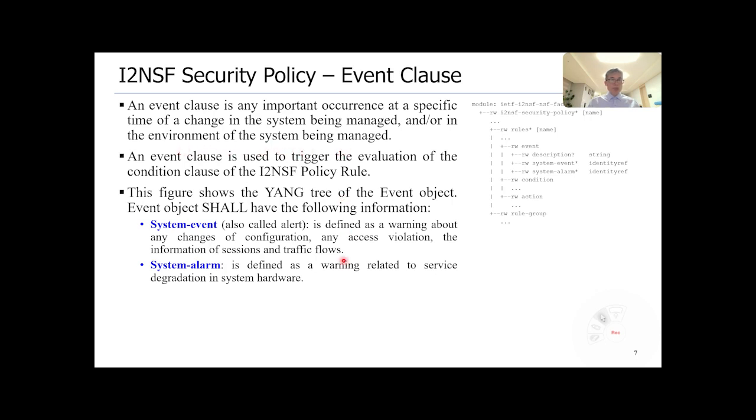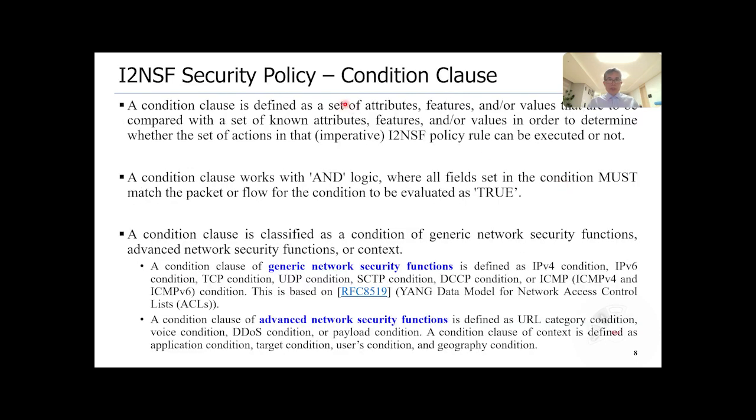Okay, so we have two kinds of event objects: system event and system alarm. A system event is a warning about any changes of configuration, any access violation, and the information of sessions and traffic flows. On the other hand, a system alarm is defined as a warning related to service degradation in the system hardware, like CPU overloading, memory full, something like that. Okay, this is the YANG module for event. Here, the event clause.